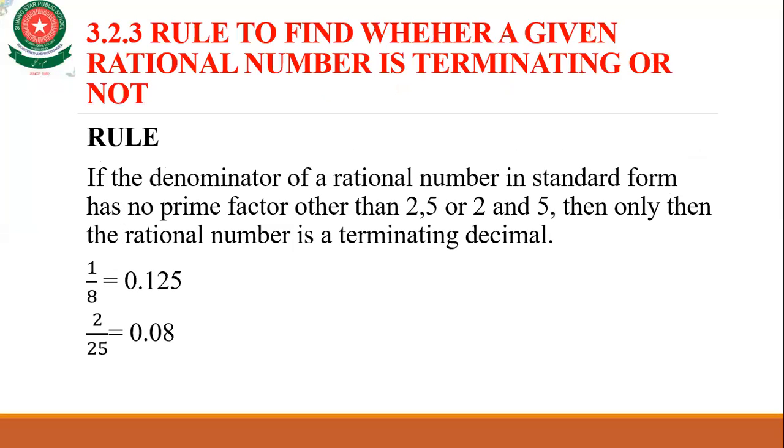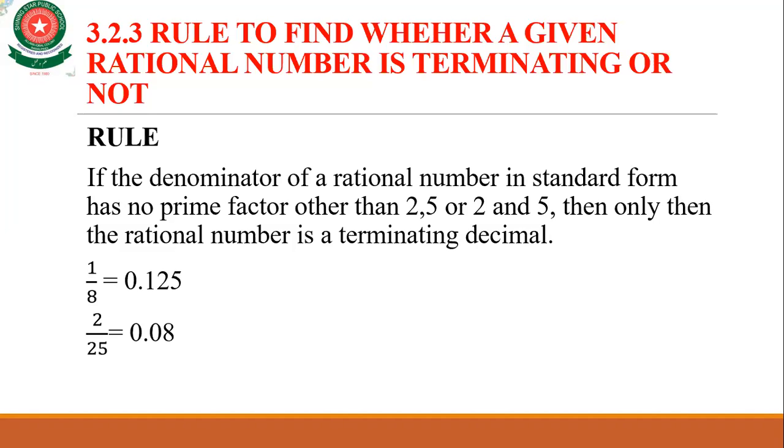Now the rule to find whether a given rational number is terminating or not. If the denominator of a rational number in standard form has no prime factor other than 2 or 5, or 2 and 5, then only the rational number is a terminating decimal.